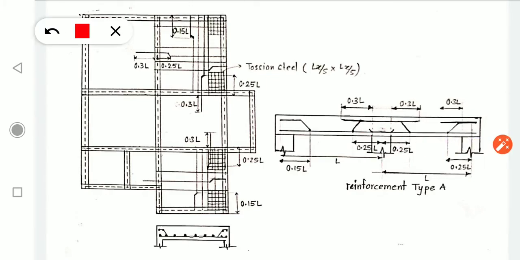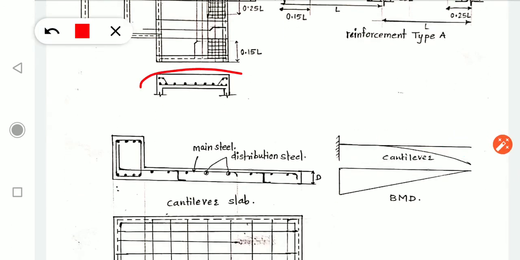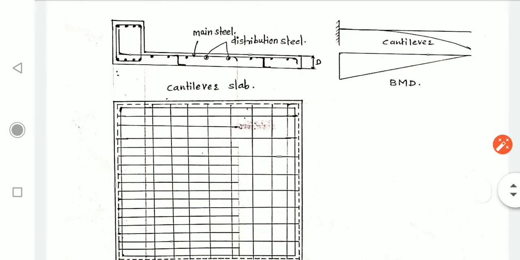Next, I have shown reinforcement detailing in this panel also. What will the reinforcement detailing be? You have to provide reinforcement in both directions. Alternate bars should be bent up. This bar is bent up on this side, the next bar will be bent up on this side, and there is no need to continue because there is no continuous structure. I hope you understood how to give reinforcement detailing. Here I have shown a cross section, which exactly matches the above type A reinforcement.